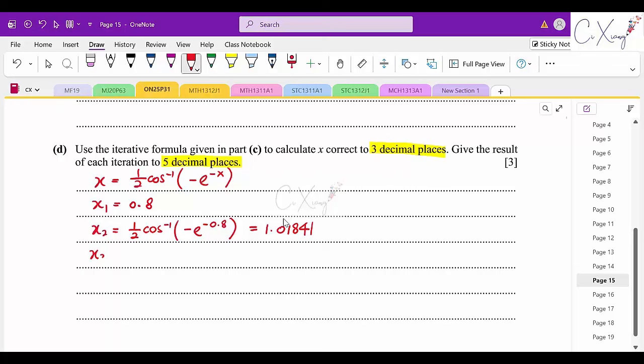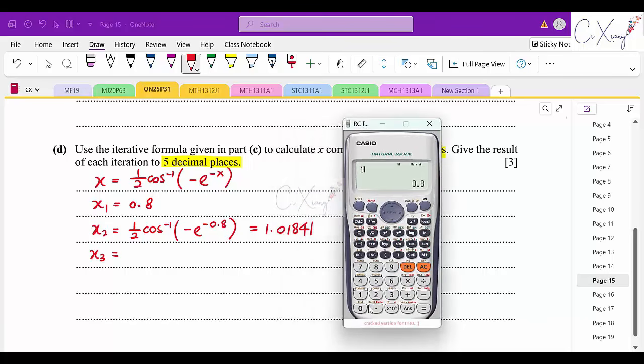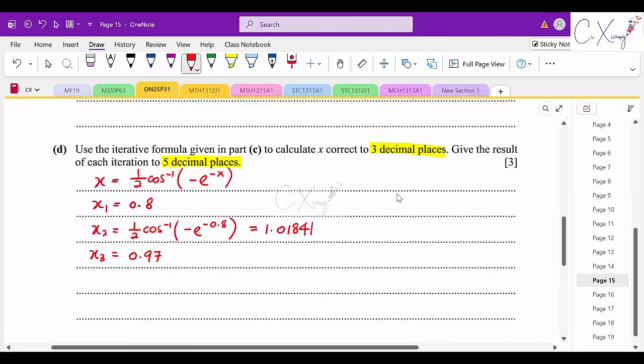Okay, then after that, I want to get the next value here. Same thing happens: substitute 1.01841 into my iterative formula. So it's like we're repeating the process. Press calculate again, key in the value of 1.01841, then press equal sign. And you get 0.97016. Agree? All right, then let's continue further.